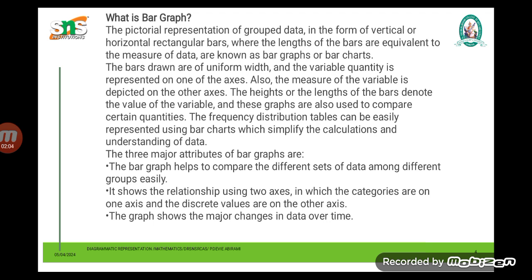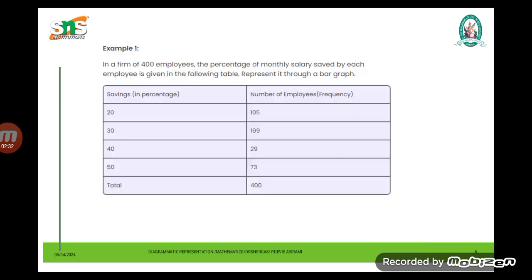Three major attributes should be kept in mind while drawing bar graphs. Bar graphs help to compare different sets of data among different groups easily. It shows the relationship using two axes, in which the categories are on one axis and the discrete values are on another axis. The graph shows a major change in data over time.